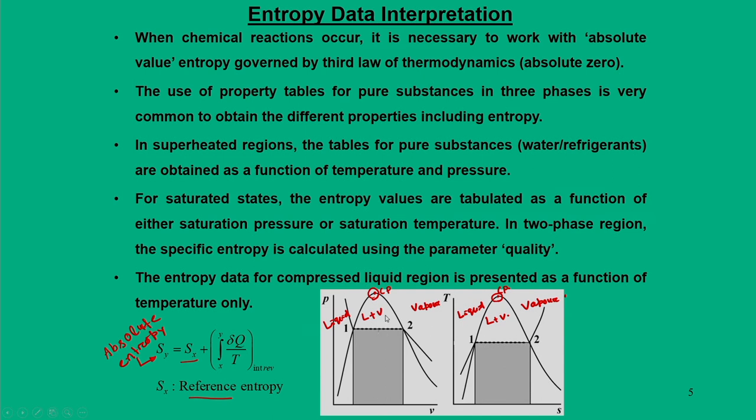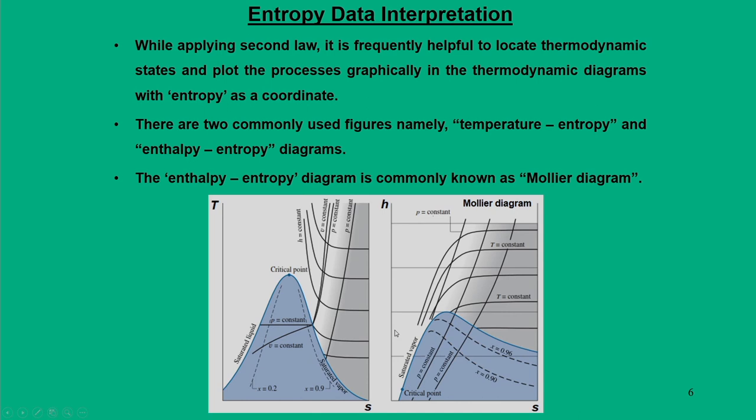If you want to find the property value, we also define another parameter called quality. So, any value within this dome is decided by its quality. We call this either the quality of steam or the quality of any substance, maybe any refrigerant. For that, the entropy data can be evaluated based on the thermodynamic coordinates. A clearer picture is shown here, the temperature-entropy diagram and the enthalpy-entropy diagram. This enthalpy-entropy diagram, we normally call the Mollier diagram.